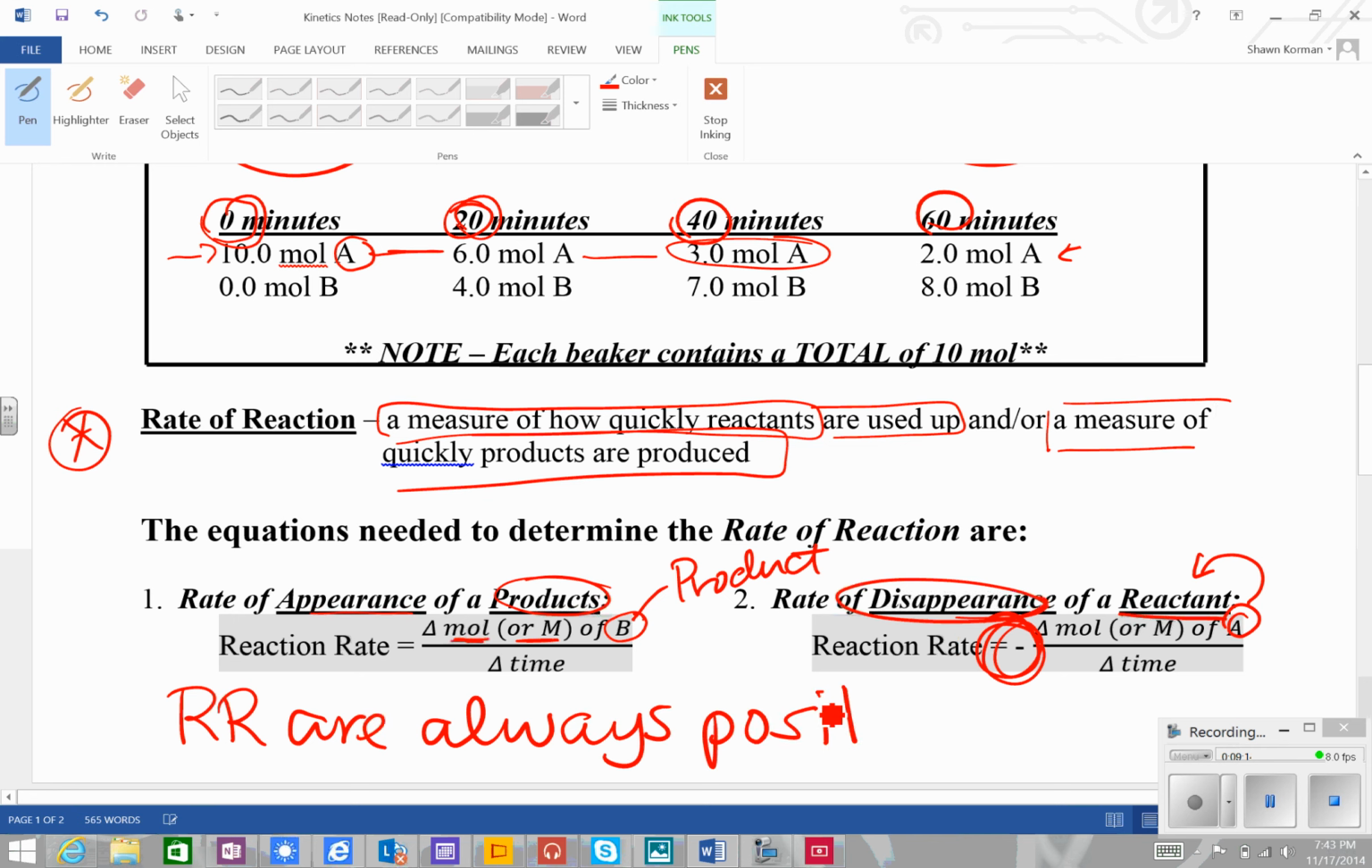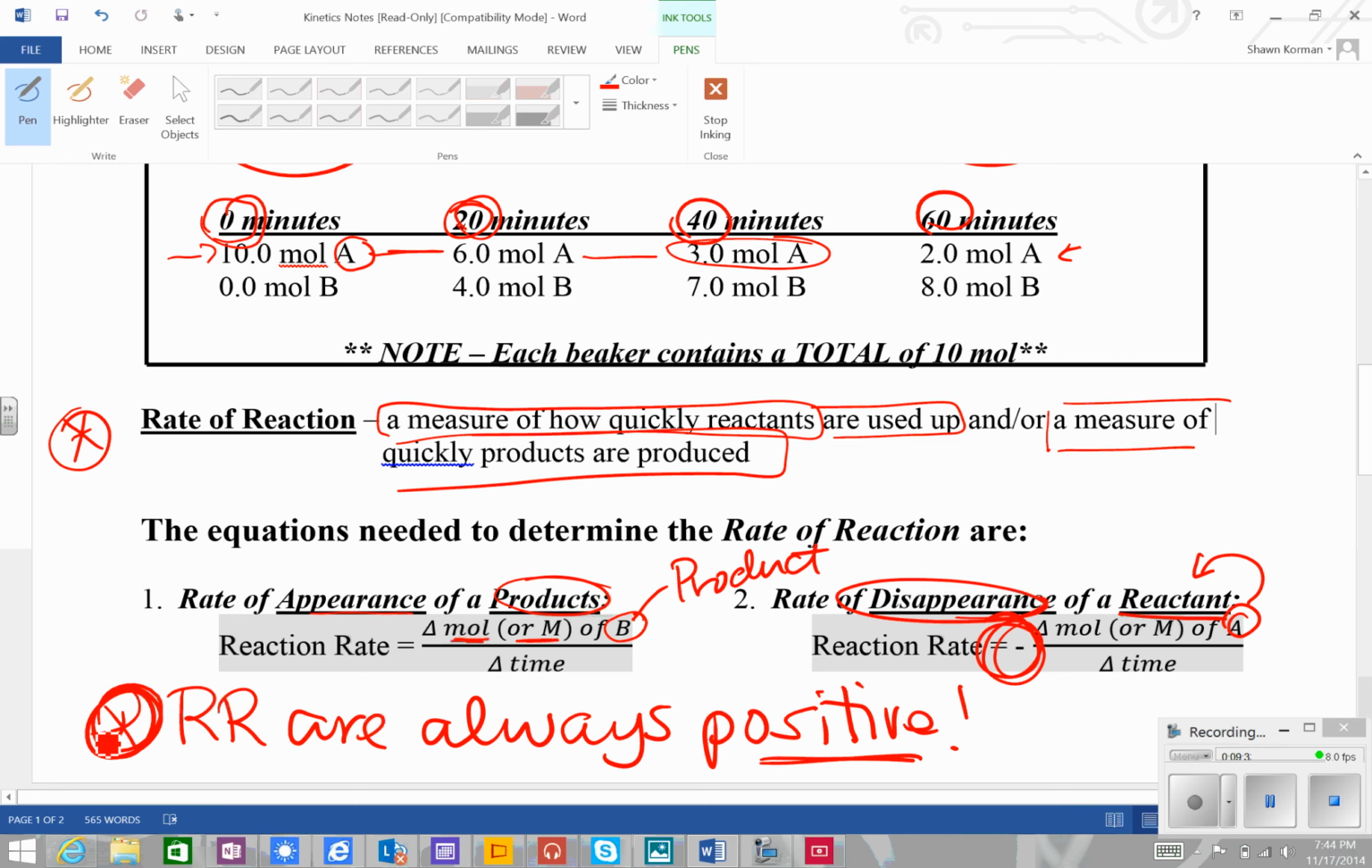Please write it down. I'm writing it too for a reason. Okay, they're always positive. So if you're trying to calculate the rate of disappearance by this equation, if you plugged in change in moles over change in time, you would have gotten a negative number, and that is not okay. Reaction rates should always be positive.